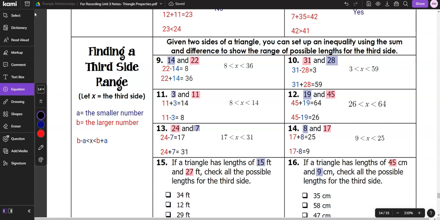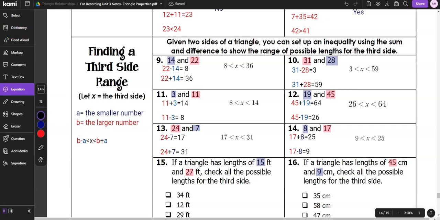All right, as you can see, I've gone ahead and done numbers 11 through 14. Number 11, we had 11 and 3. So 11 plus 3 is 14. 11 minus 3 is 8. And 8 is less than X, which is less than 14. So our range is anywhere between 8 and 14.